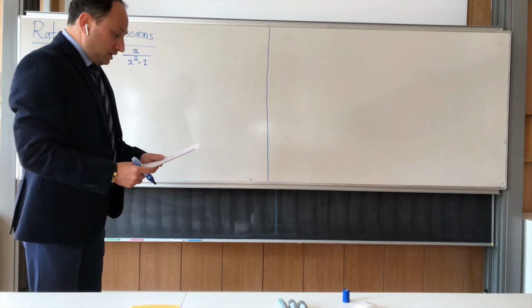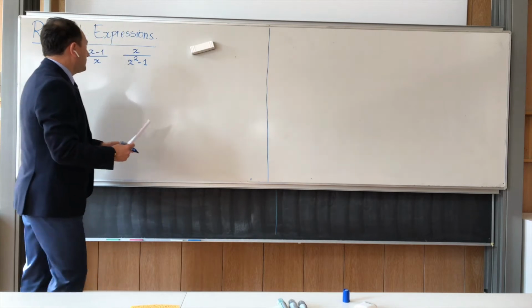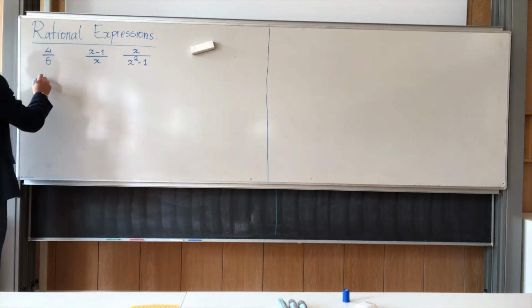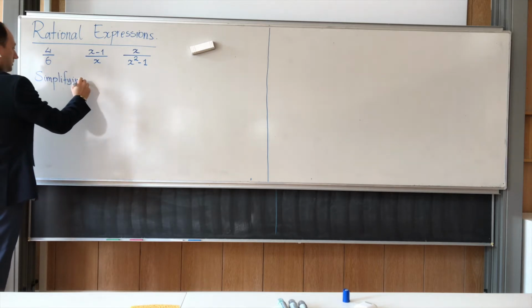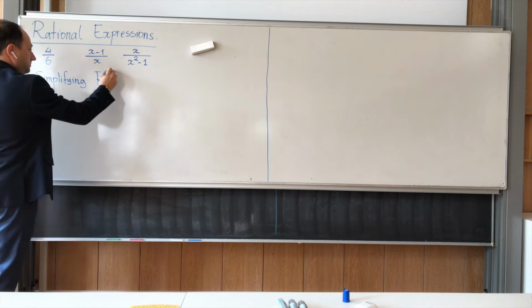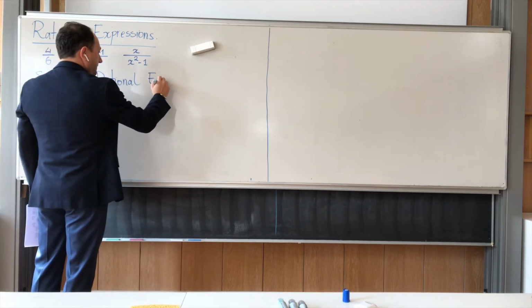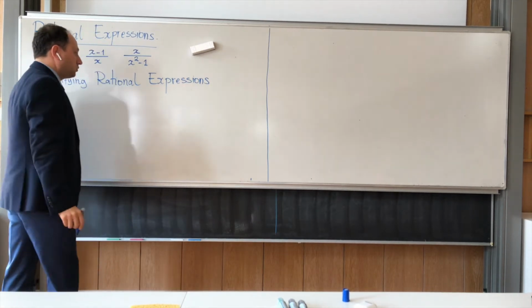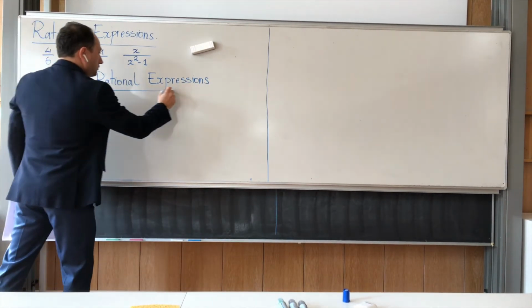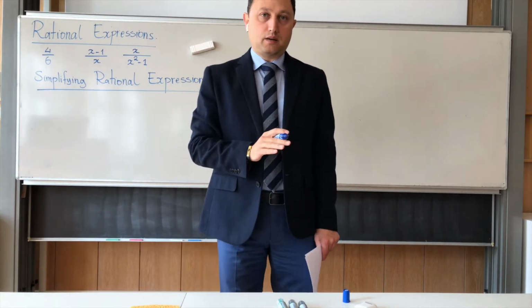Okay. So the first thing that we want to talk about is simplifying rational expressions. So what should I do? The recipe is as before. I factorize the numerator and the denominator.